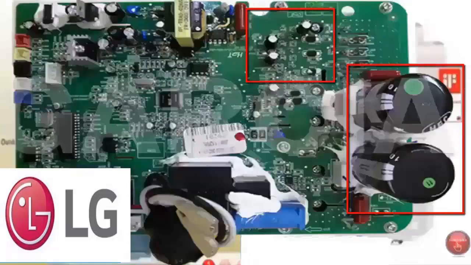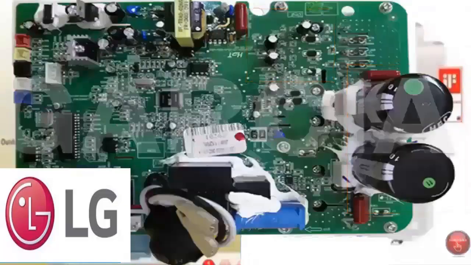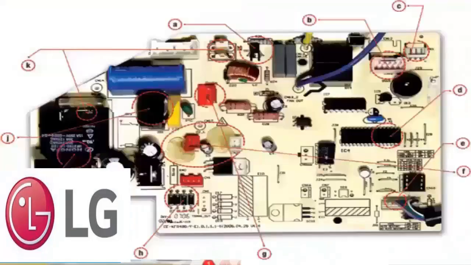12. Check the capacitors on the electronic board, as they store energy and help regulate the power supply in an air conditioner. If they are faulty, they can cause a communication error.